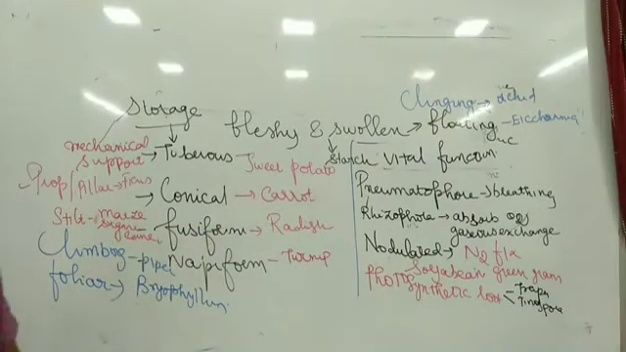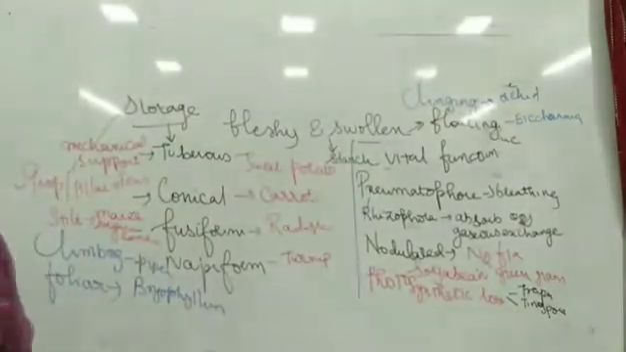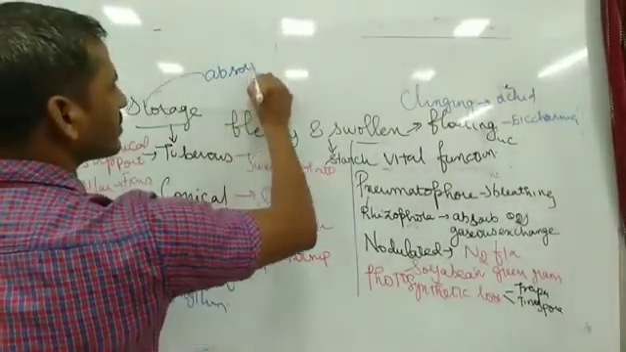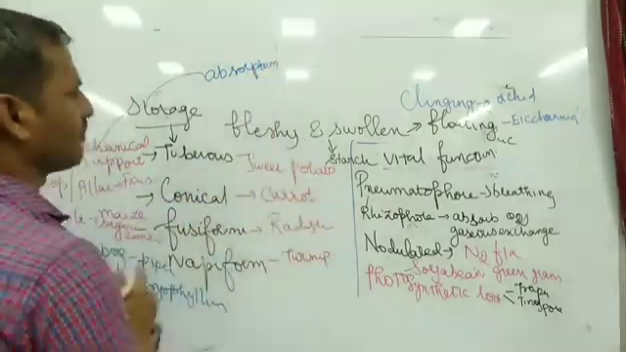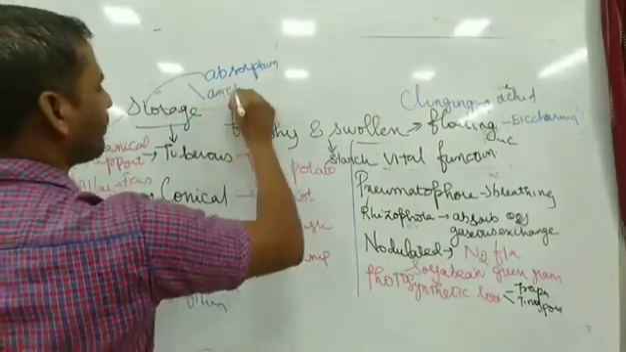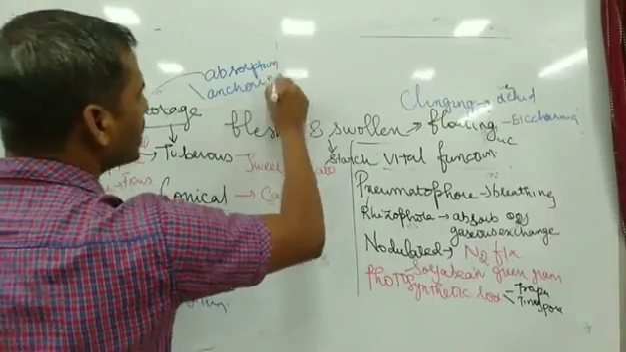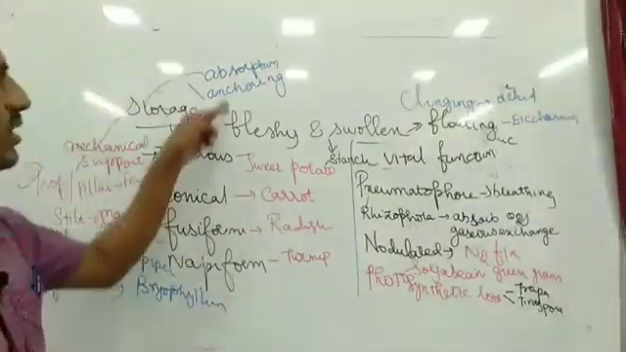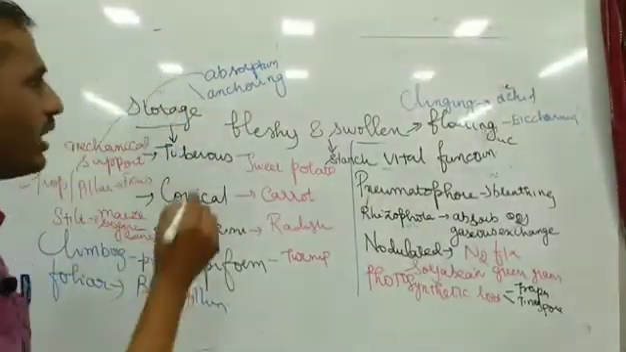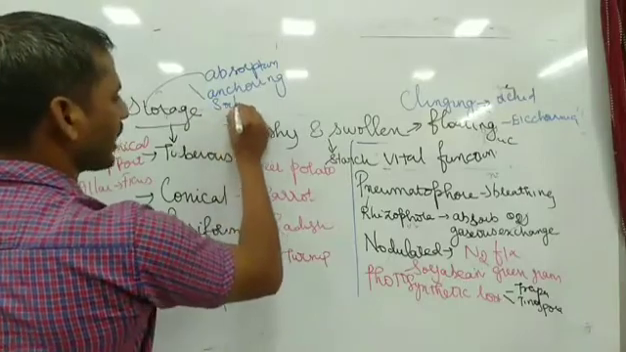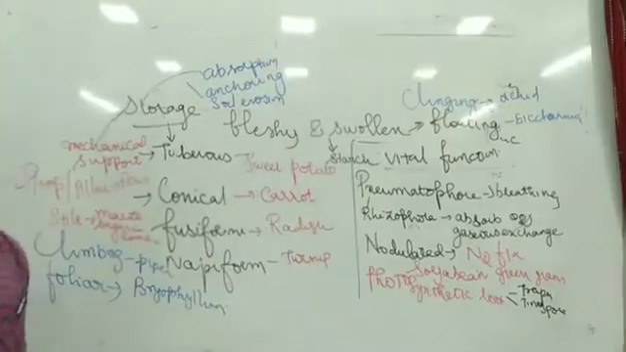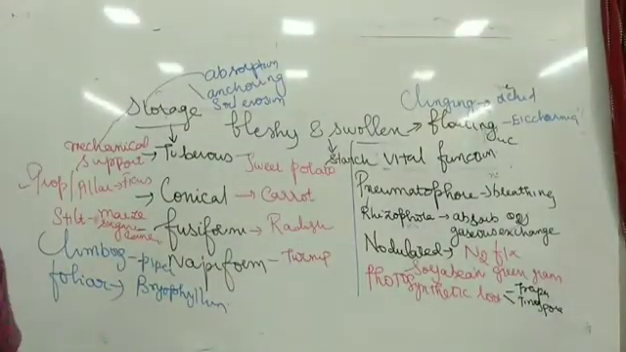Not only this, the main root function is absorption and anchoring. Absorption of water and mineral particles from downstairs to upstairs, and anchoring, which fixes the plant into the soil. The root also helps to avoid soil erosion. So these are the things we are studying in the root.